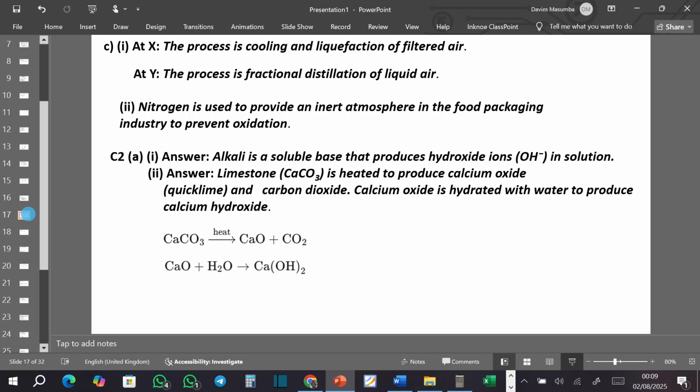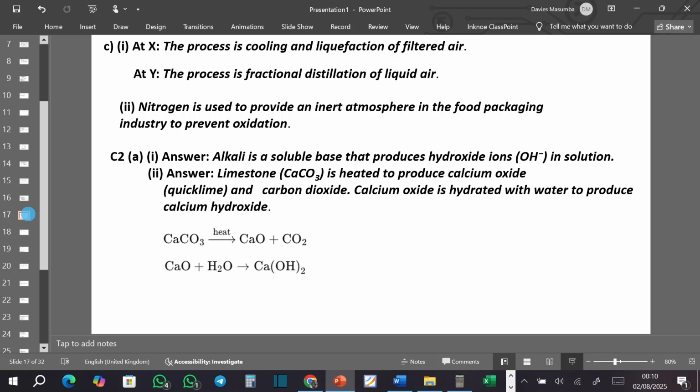So for example, when you buy a pack of crisps, that pack has got air there. That air is nitrogen. So nitrogen, because it's not very reactive, it prevents food from going bad.